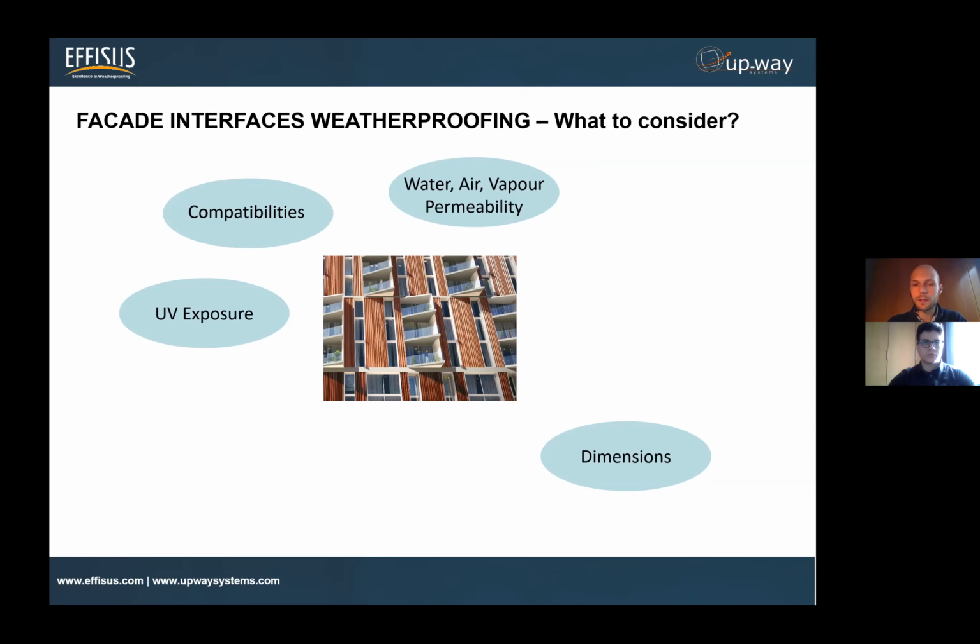Compatibilities, of course, we need to understand what materials our membranes will be adhering to. So concrete, window, metal, the CP board, the roofing membrane, glass. So whatever you find at site, you need to take this into consideration when you are choosing how you will deal with your interfaces.